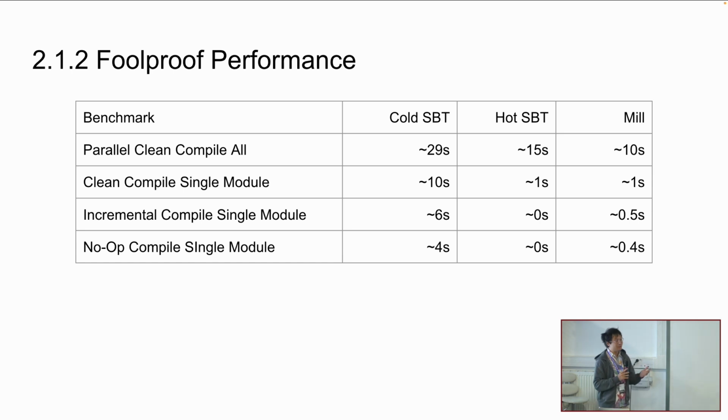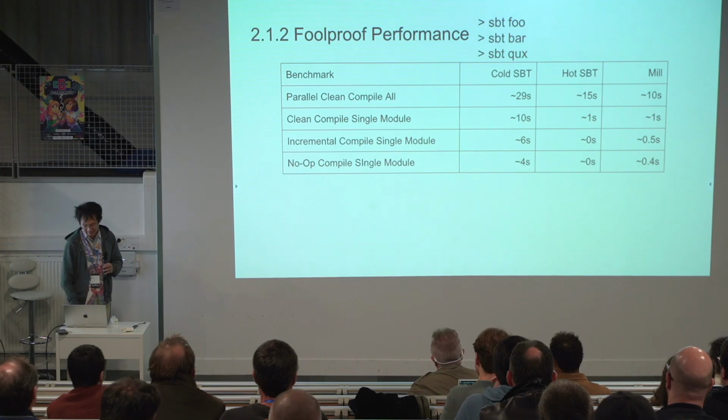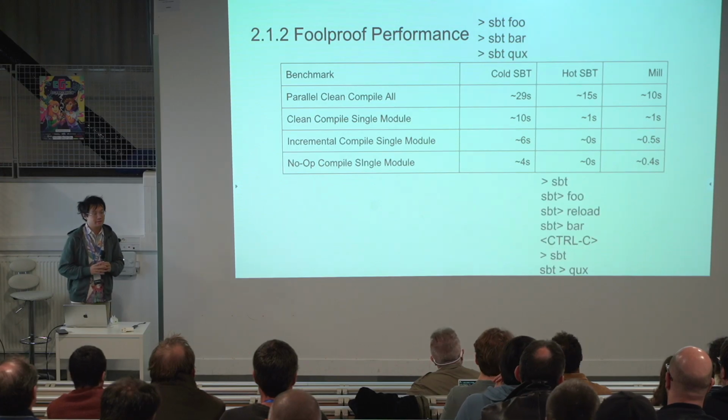SBT, as you know, has two modes of operation. One is if you run SBT raw from the command line: sbt compile, sbt foo/run, or foo/test. In this case, SBT spins up a new process each time and can be pretty slow. It also needs to initialize a large amount of in-memory state in order for this to work. And you can see that the cold SBT numbers are relatively slower than the hot SBT numbers in the middle.